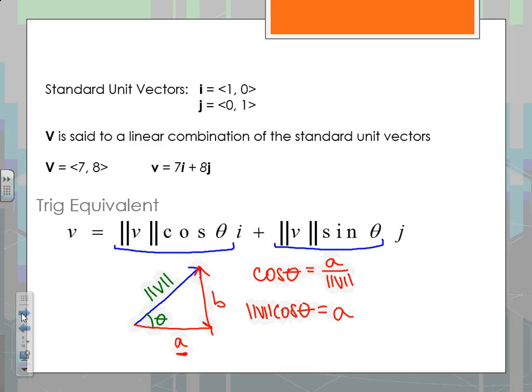We can do the same thing with B, the vertical component. The sine of theta is B over the magnitude. Solving for B, the magnitude times sine of theta is the vertical component. Those can be helpful if we have magnitude and direction, because we can figure out each component.